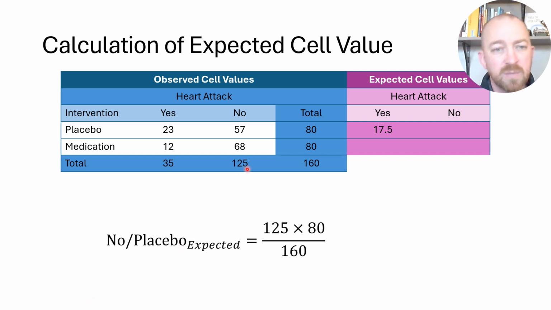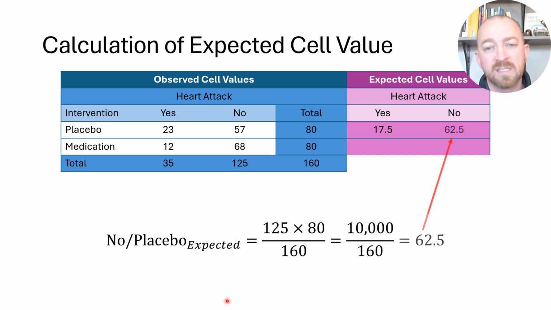So now what we're doing here is we're taking the column total, which is 125, because that's how many people did not have a heart attack. We're multiplying it by the 80 people who received the placebo. Now, of course, that gives us 10,000. 10,000 divided by 160 is, of course, 62.5. So we just plug that right into here in our expected cell frequencies.